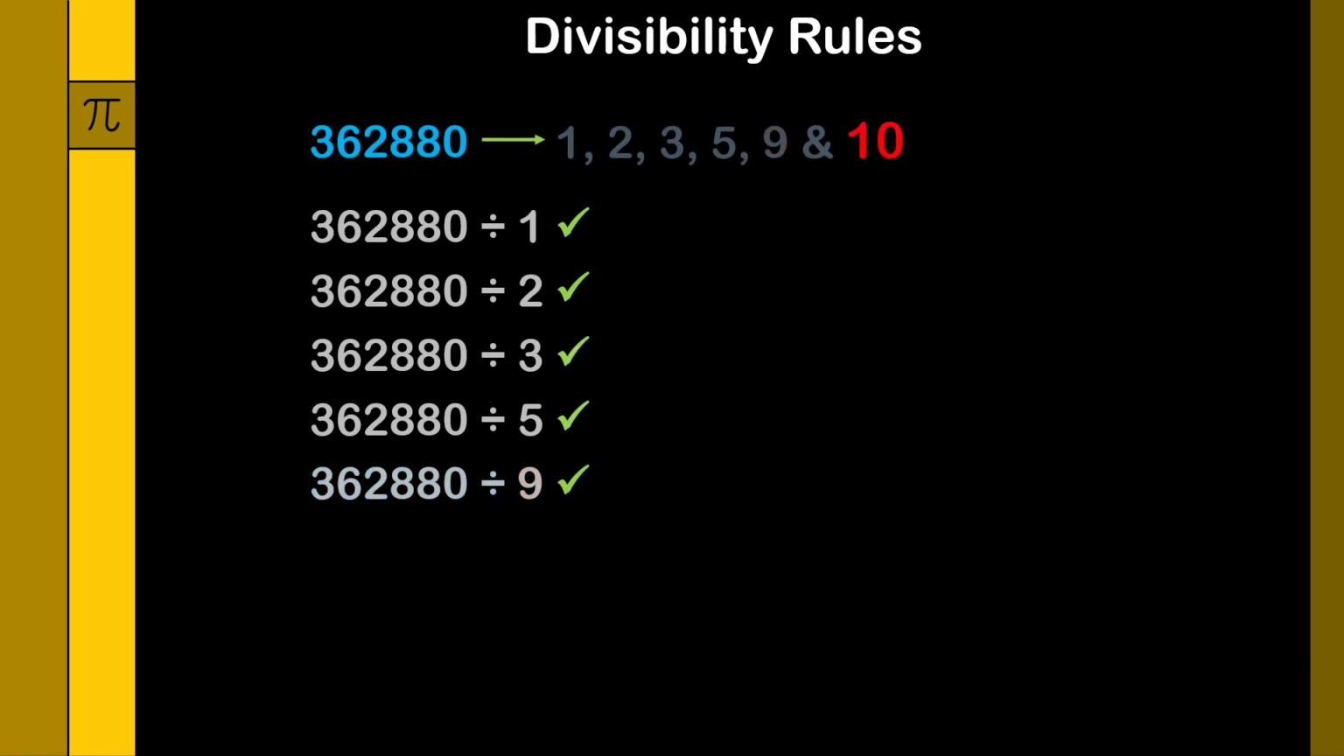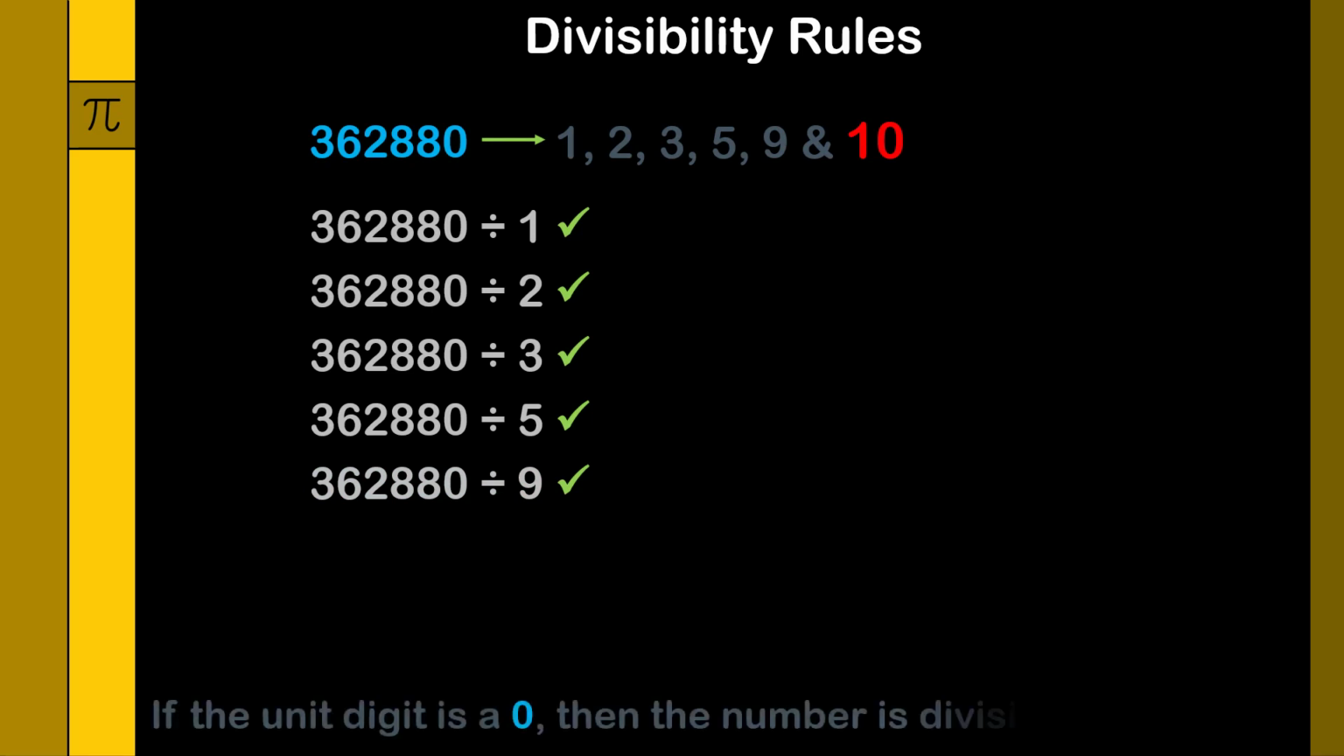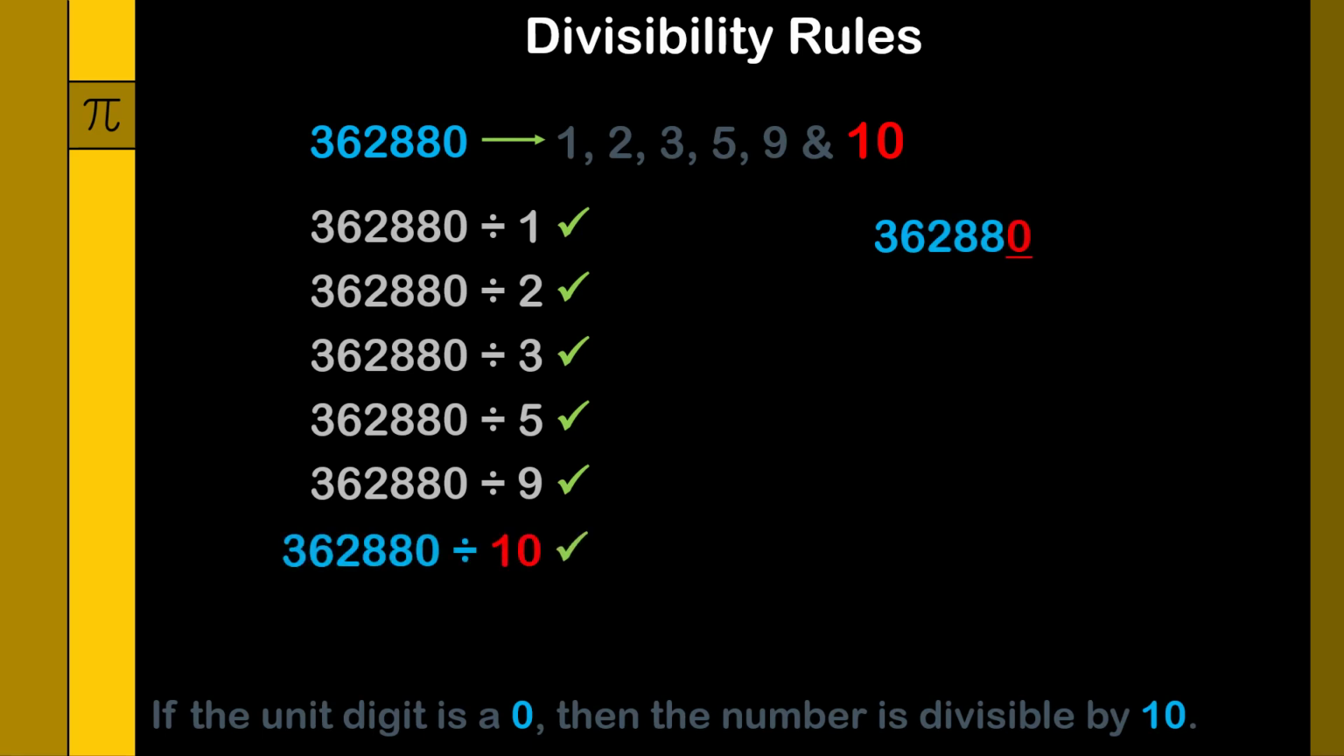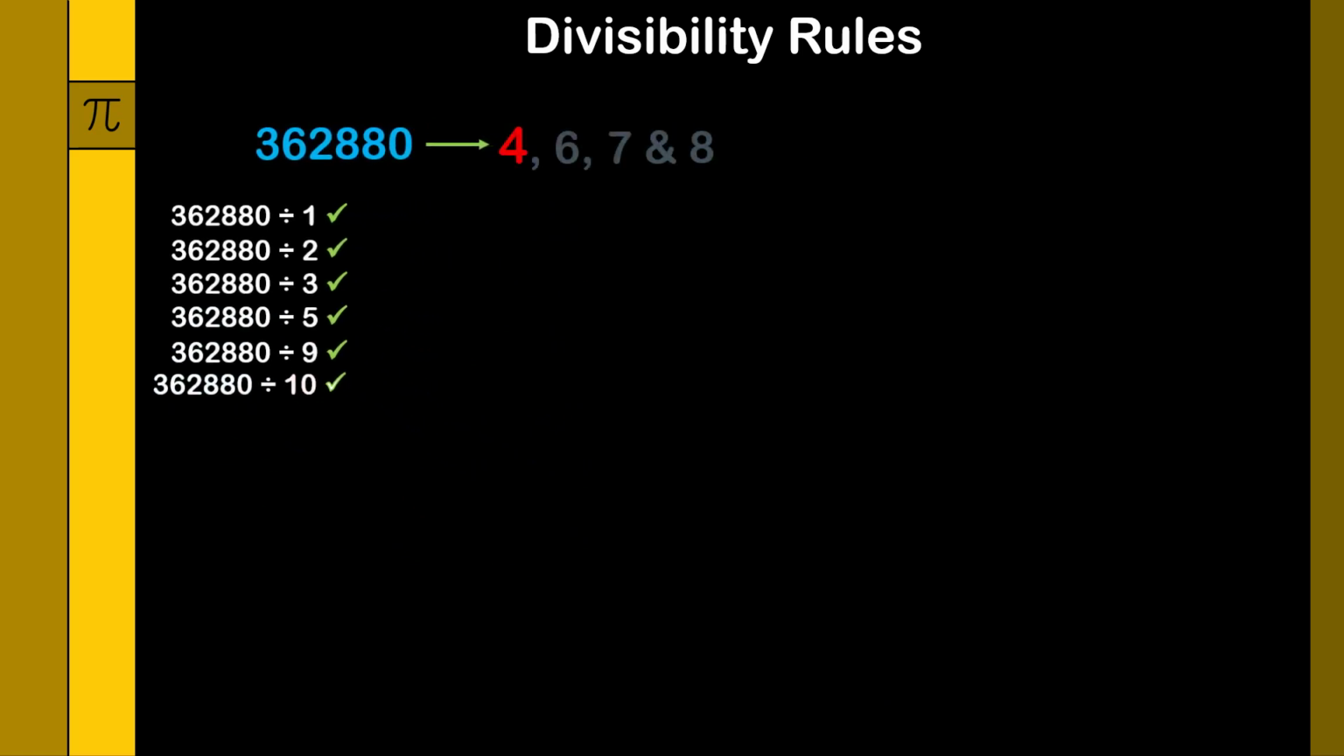Finally, 10. If the unit digit is 0, then the number is divisible by 10. Can't get easier than that. So far, we have checked and confirmed that 362880 is divisible by 1, 2, 3, 5, 9, and 10. Now let's see if it is divisible by 4, 6, 7, and 8.